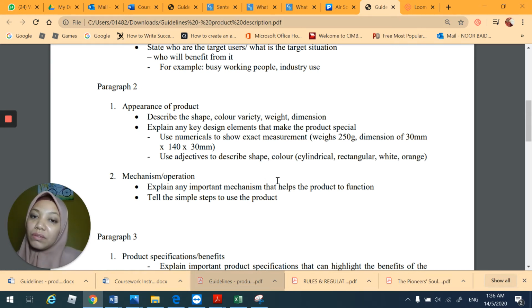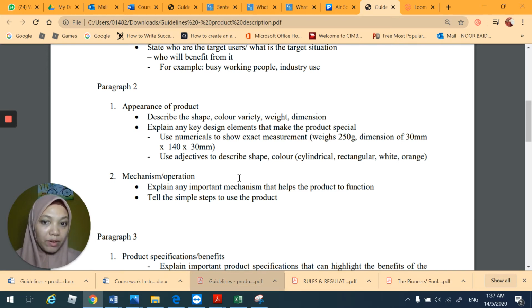Use adjectives to describe shape, color, for example, cylindrical. Maybe you can say, this vacuum cleaner comes in a cylindrical shape that can actually fit in small spaces. Then you can also describe the mechanism. What is the basic mechanism of the product? If you're talking about a vacuum, the main mechanism would be the air suction, right?